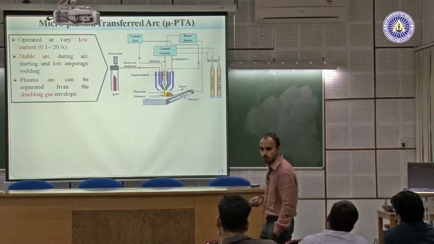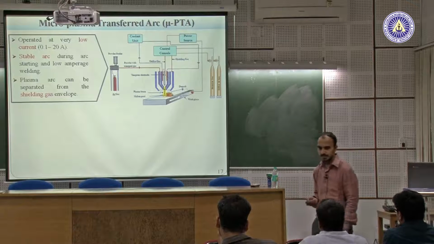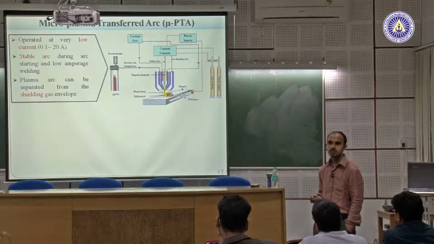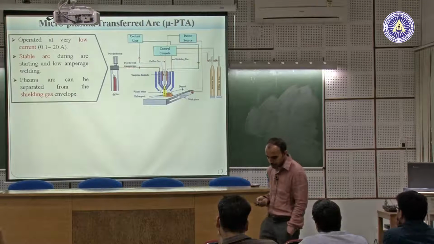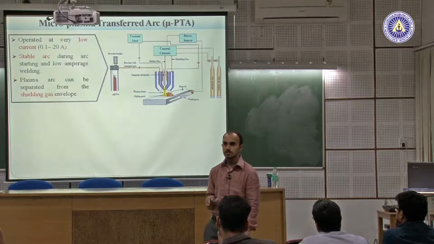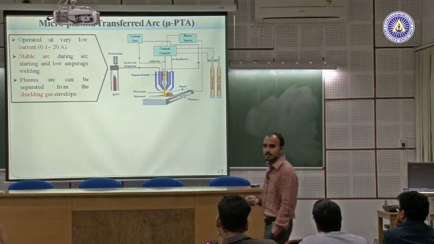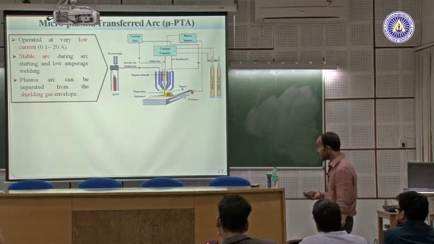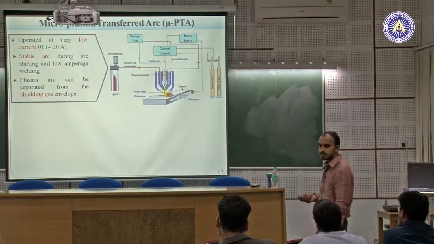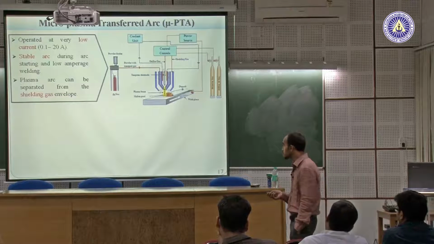Actually, it can operate at very low temperature or lower currents, from 0.1 to about 20 amperes, and it is very precise and focused, so that it gives very low heat input, very low heat distortion, and we can control it very precisely. Additionally, it uses a shielding gas to reduce defects in the depositions.